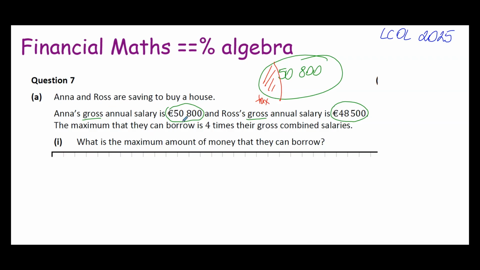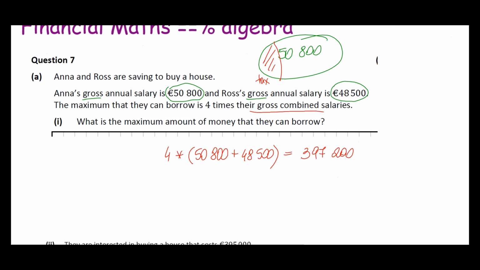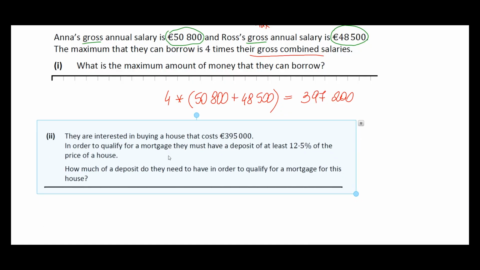The maximum that they can borrow is 4 times their gross combined salary. So therefore, what is the maximum amount of money they can borrow? They can borrow 4 times gross combined. So gross combined means together. So 50,800 plus 48,500. And we put that in the calculator, we press equal, and we get 397,200.